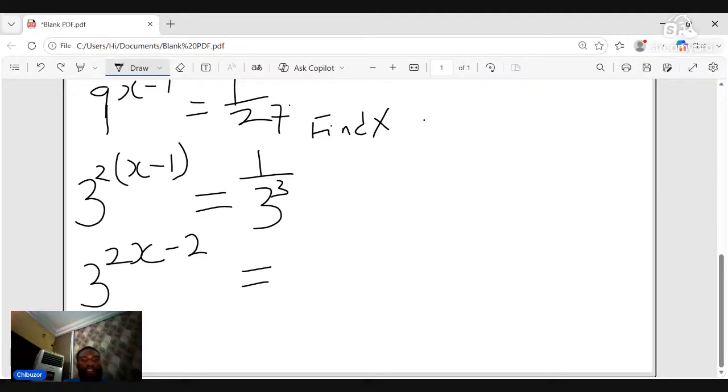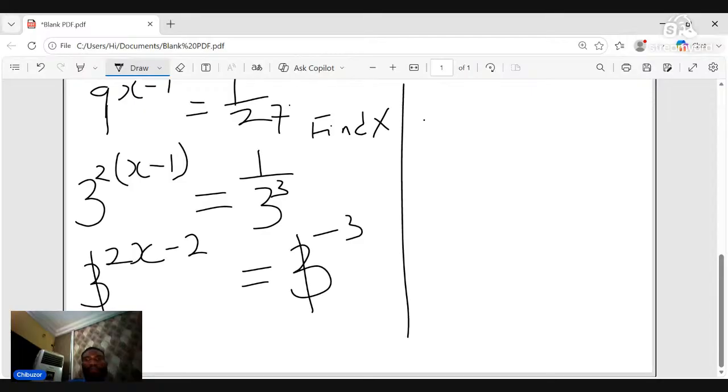Since we already have it here, we have to revert it back. Why are we reversing it back? So that we can cancel out this 3 and this 3, right? Do you understand? Okay, good. So now that we've reversed it, we can cancel out 3 and 3. If you cancel 3 and 3, you will have 2x minus 2 is equal to minus 3.